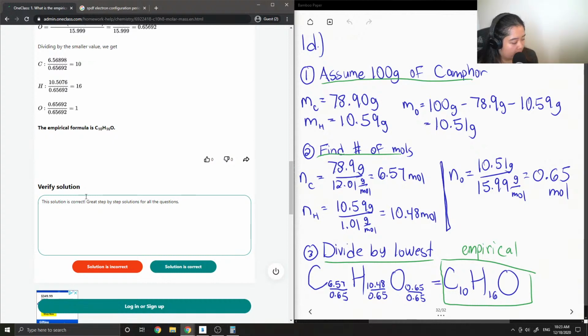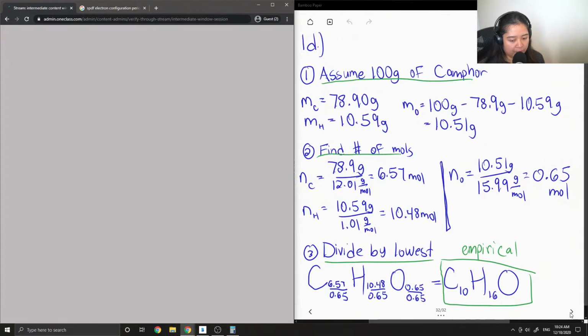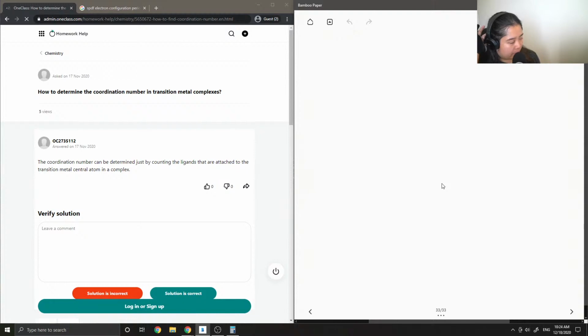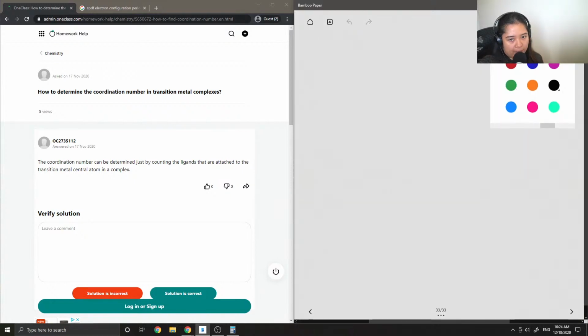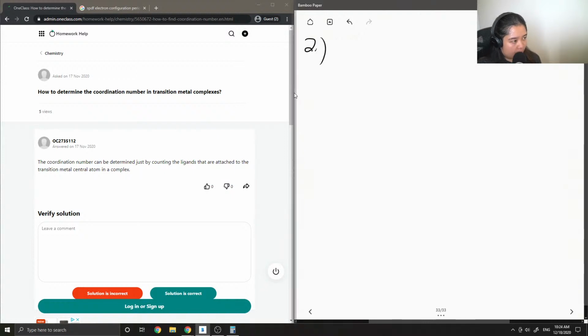Okay, so that was a long multi-question question number 1. And now we can just move on to question number 2: how to determine the coordination number in transition metal complexes. So let's first write down the definition of a coordination number.